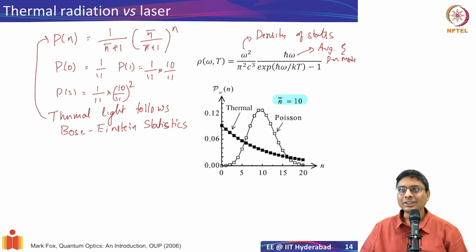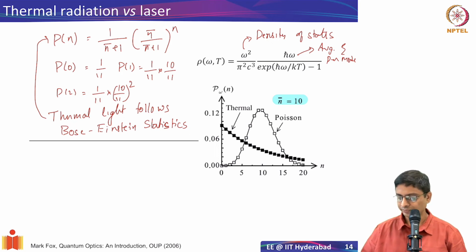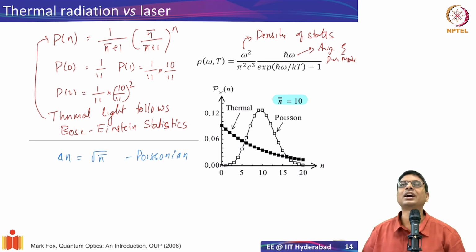Anyway, so this is the distribution, the probability distribution, that is given. So now you will see that if you have Poissonian statistics, delta n is going to be the square root of n bar. This is Poissonian. Immediately we are seeing that for a thermal light source, the delta n is larger.